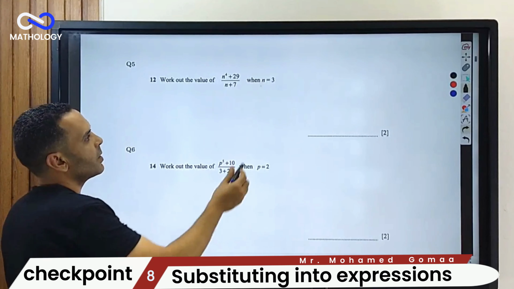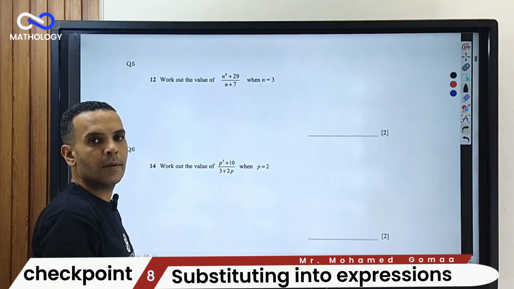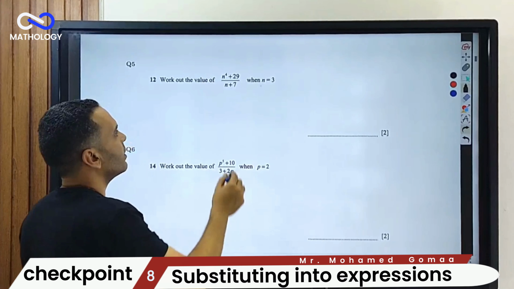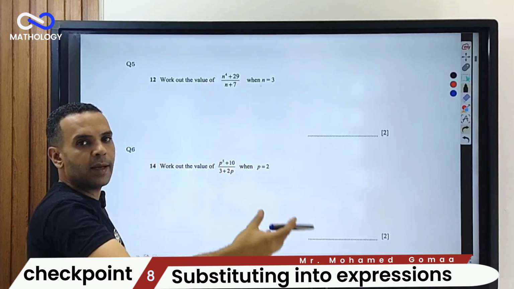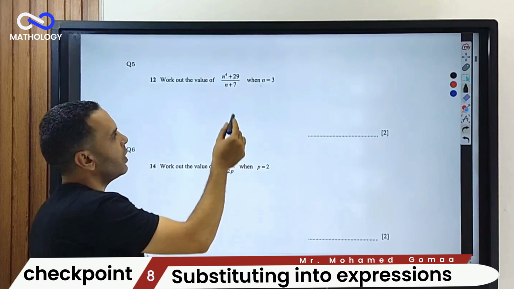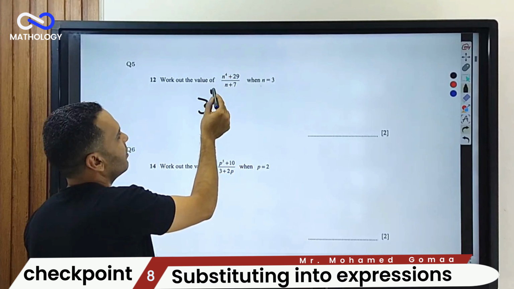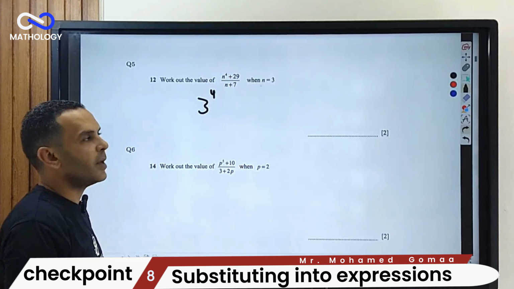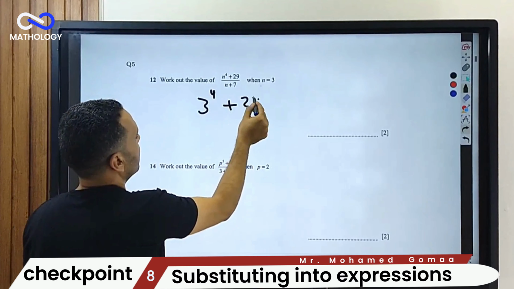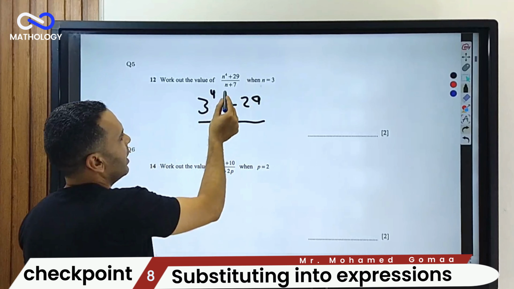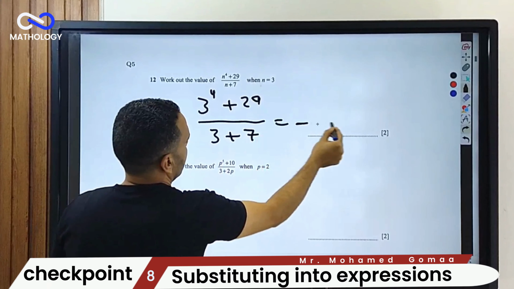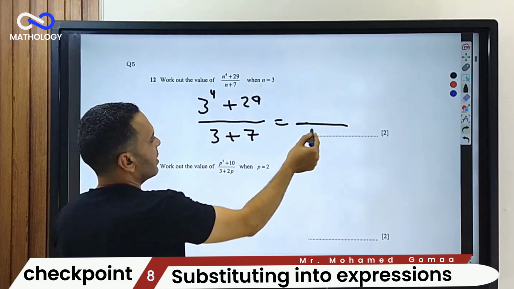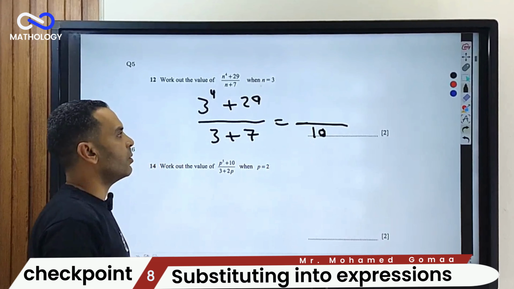Okay? Substitute 3 for n. When you get any n, replace n with 3. It will be 3 power 4 instead of n power 4, 3 power 4 plus 29, all over n, put 3 plus 7. It's easy to get 3 plus 7 equals 10. The denominator will be 10.